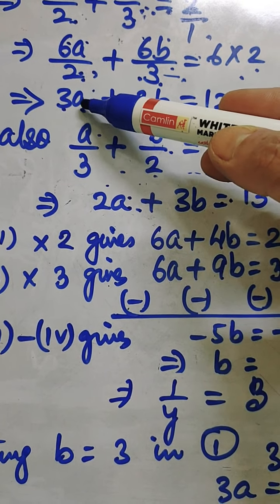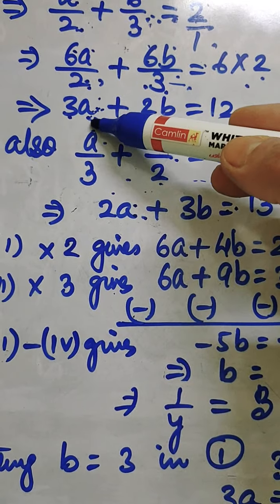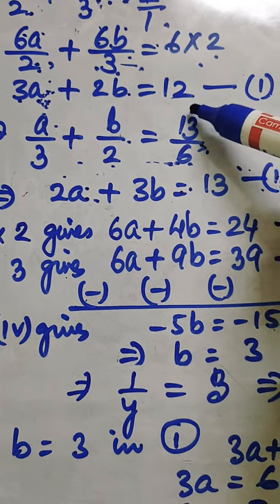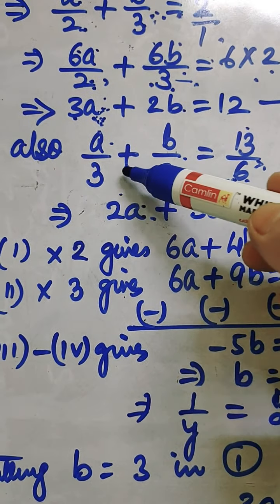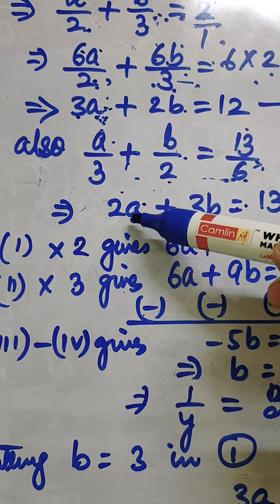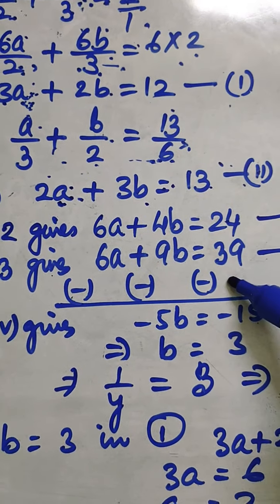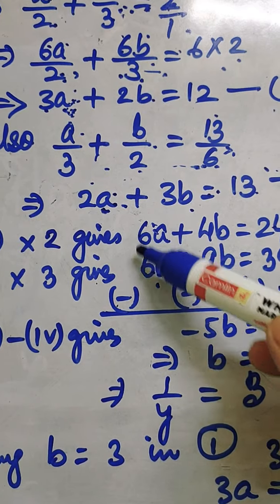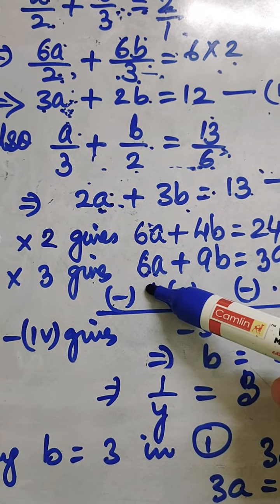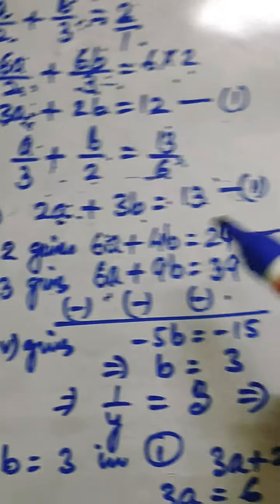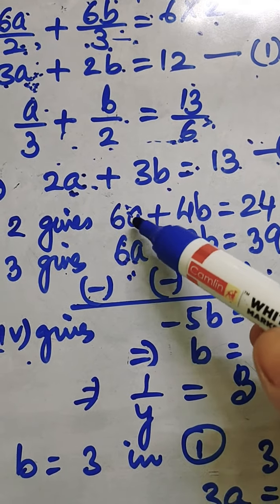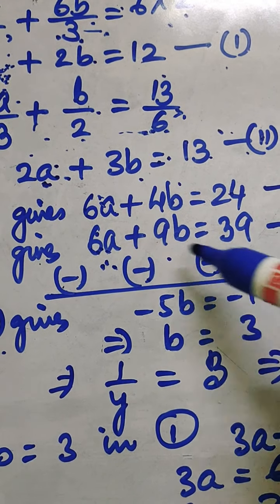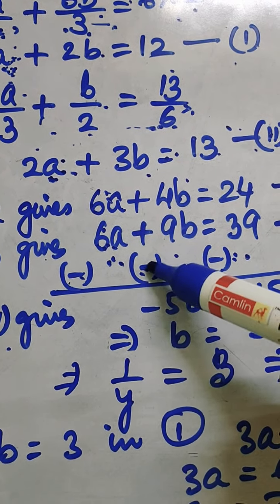If you multiply it by 2, it gives you 6a plus 4b equal to 24. And when this one is multiplied by 3, that gives you 6a plus 9b equal to 39. Since the coefficients are the same and have the same sign, we do subtraction: equation 3 minus equation 4. The 6a will get cancelled, then 4b minus 9b, you must show the change of sign here.